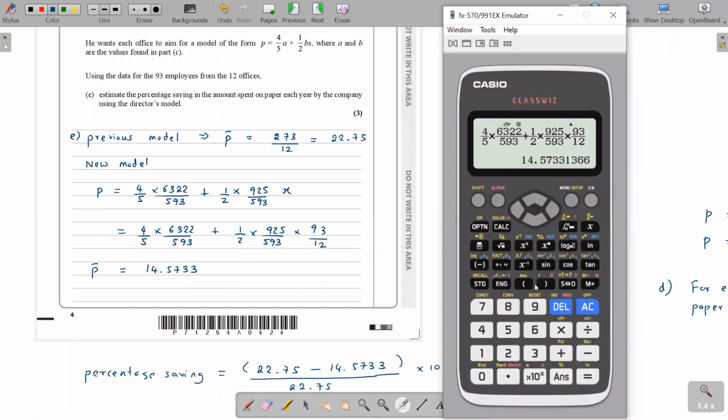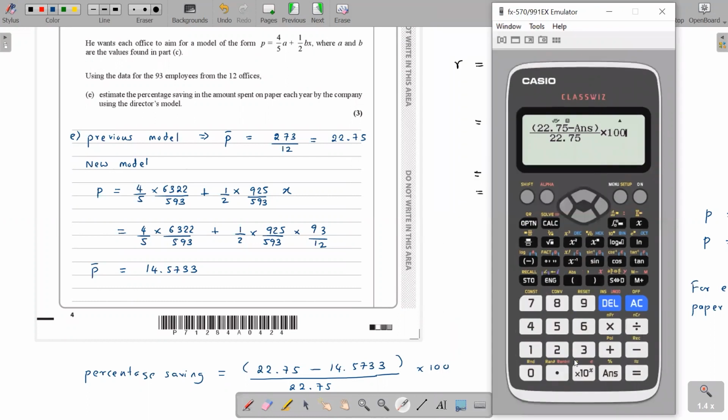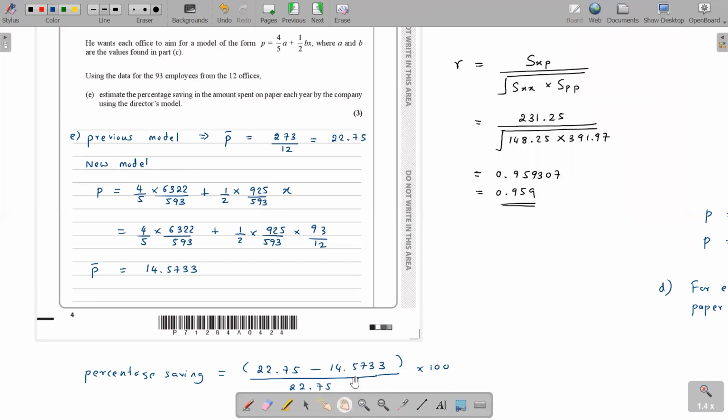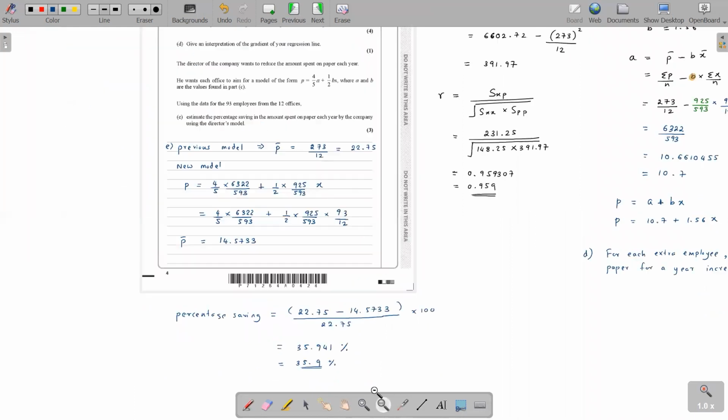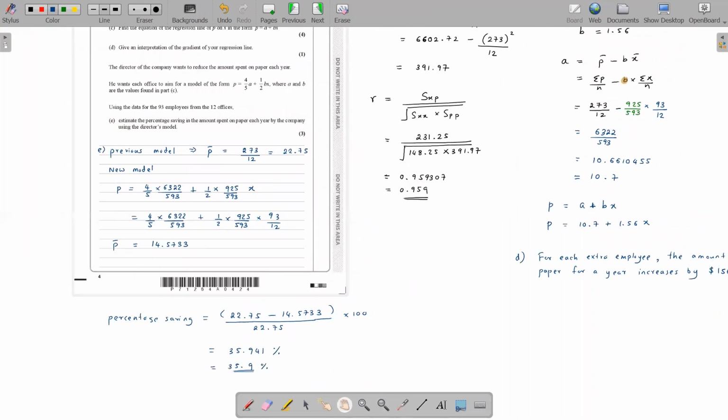So I have the answer stored in my calculator, so I'll directly go with 22.75 minus answer, over 22.75 times 100. And I end up getting 35.941. Do you see? 35.941. Which means when I round it to 3SF, 35.9%, or to 2SF, 36%. So this is the percentage saving that we get for paper by using the director's model.